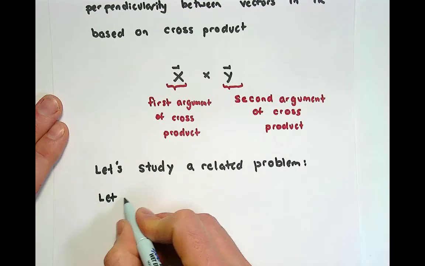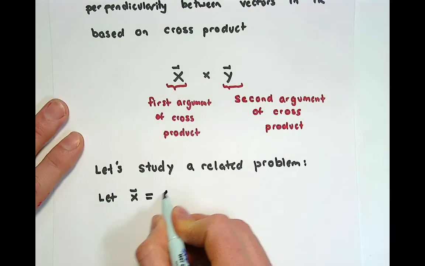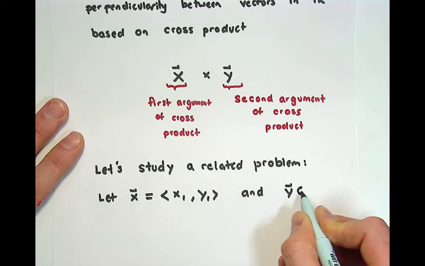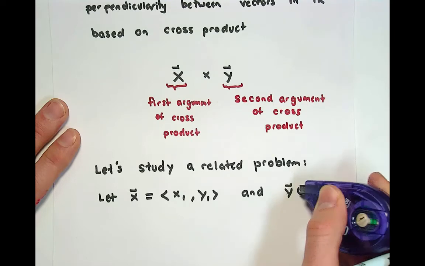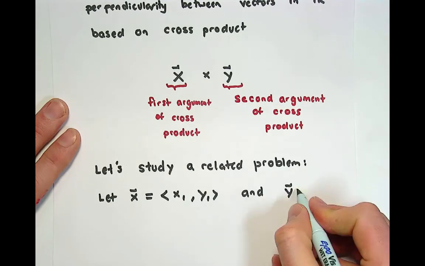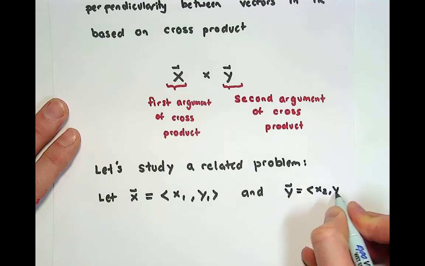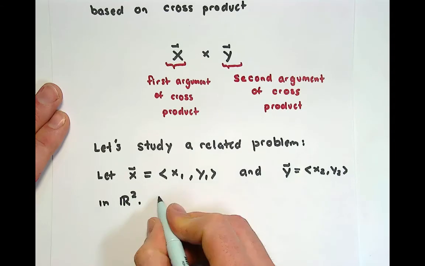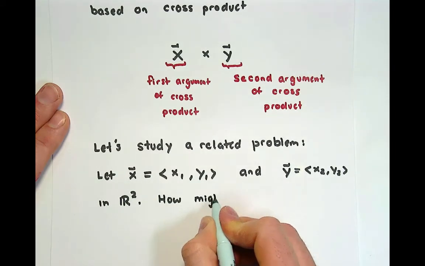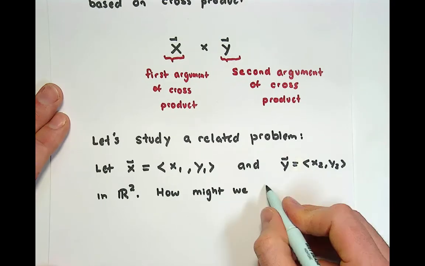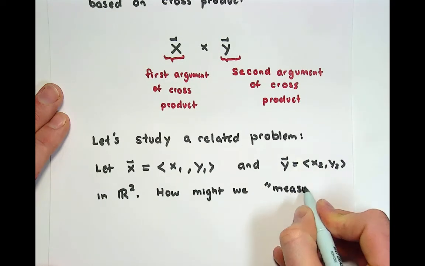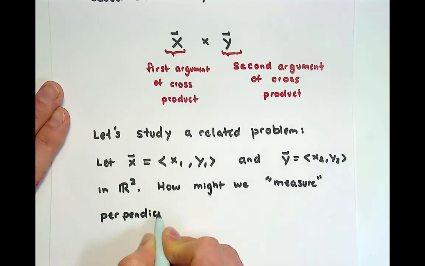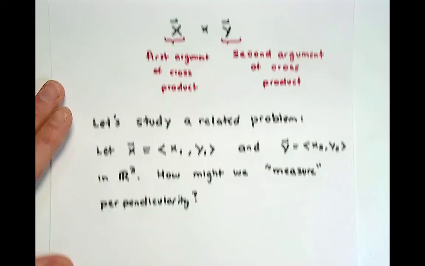So the related problem is, suppose you have 2 vectors, x and y, but instead of these vectors being in R3, suppose they're instead in R2. How might we measure perpendicularity? What does that even mean?